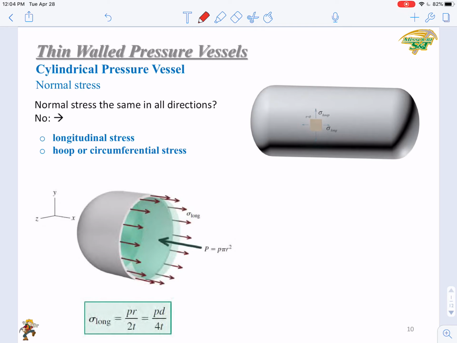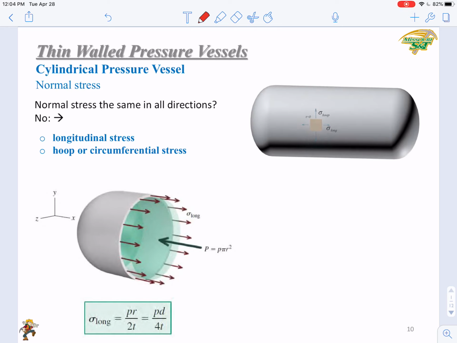So do you think the normal stress is the same in all directions in a cylindrical shaped pressure vessel, just like in the spherical shaped vessel? Of course not. This is not spherical. You will have a longitudinal direction and a hoop direction, and the values will be different along these two directions. Let's look at the longitudinal stress first.